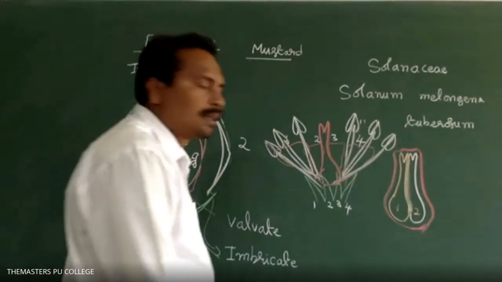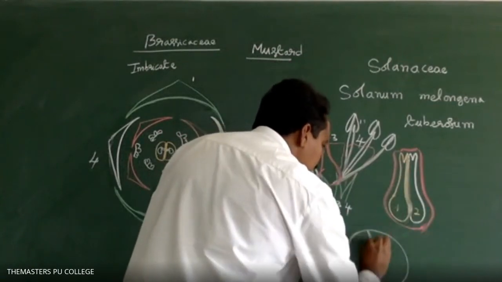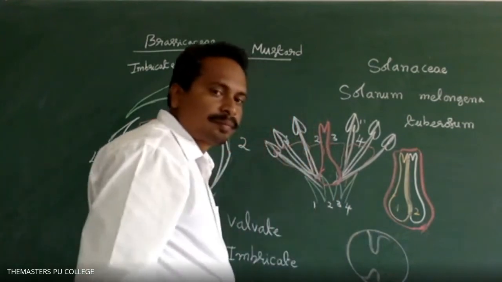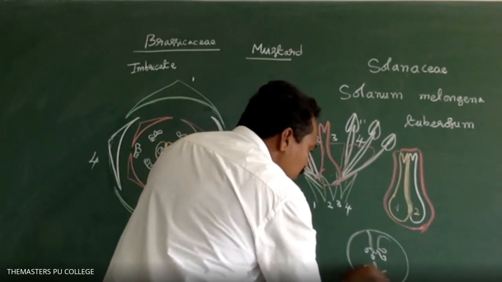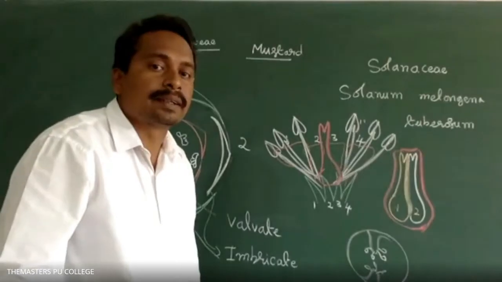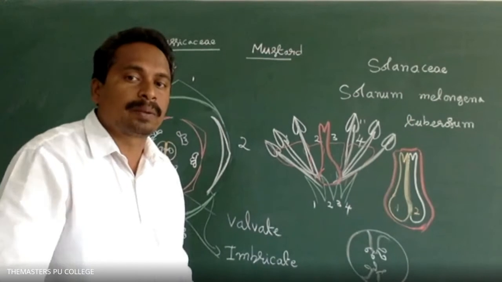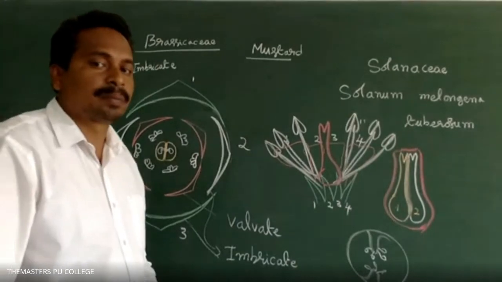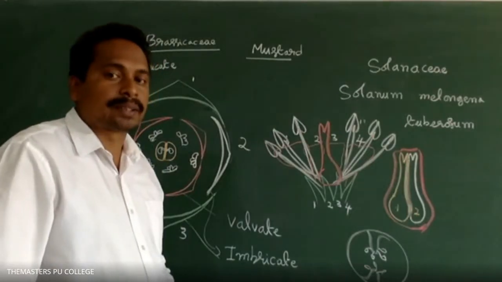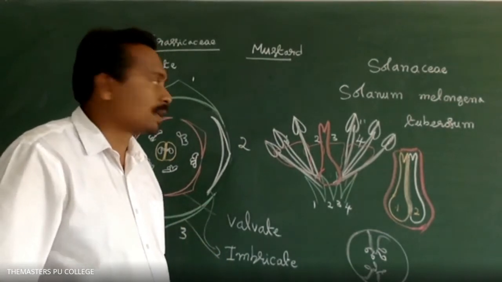What is the placentation in mustard? Due to the formation of the false septum, the ovules are attached to the ovary wall. You have already learned about placentation. Parietal placentation, very good. What is another example for parietal placentation? As per NCERT, the given example is Argemone.